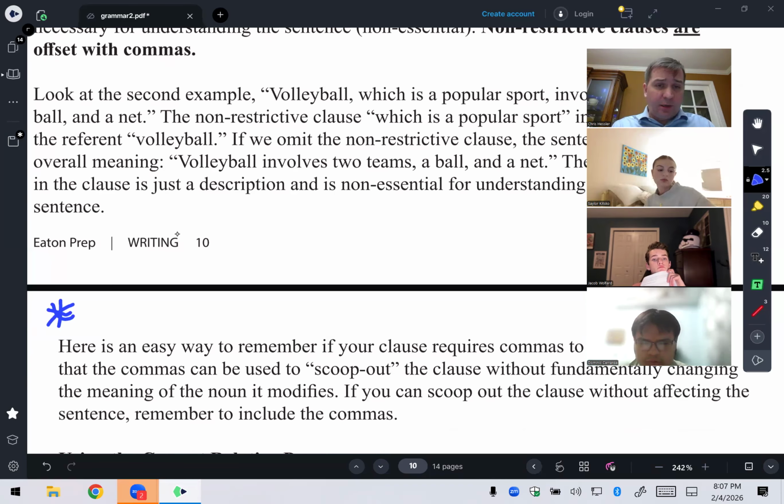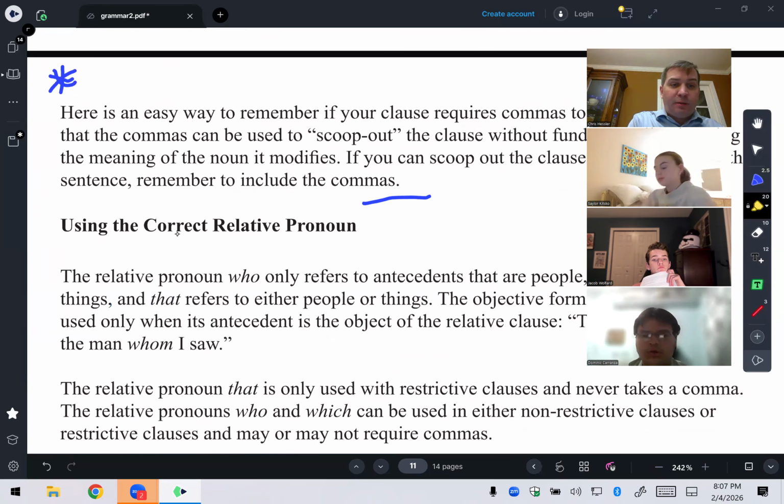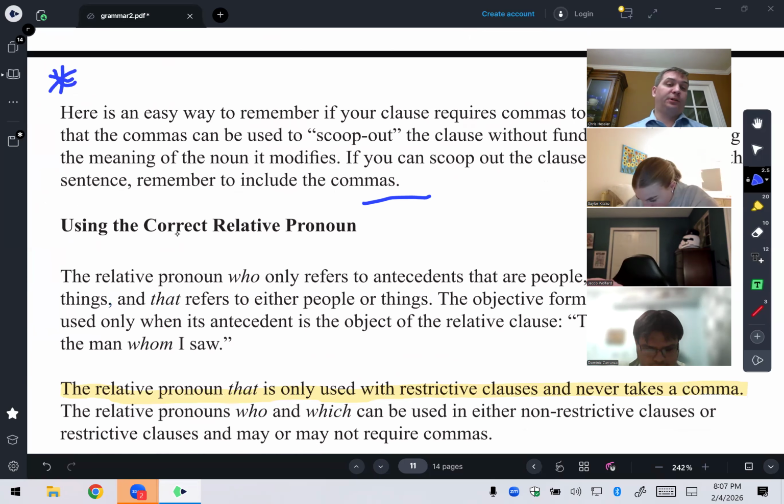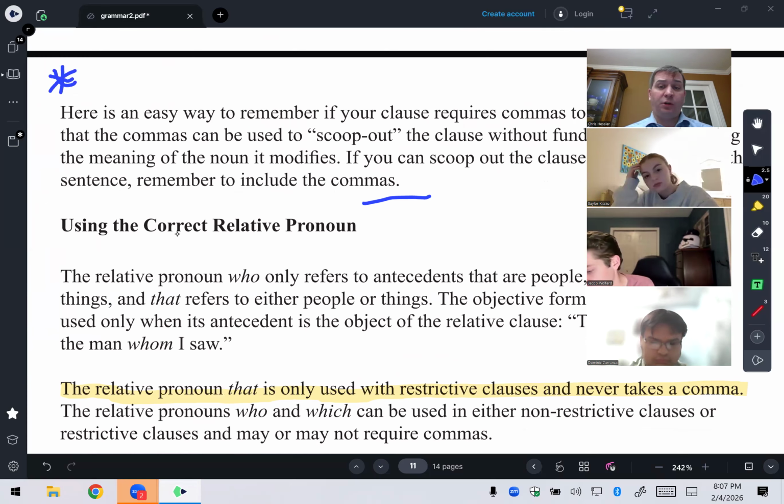Only a couple other things. This is important, so I'm going to highlight it. The relative pronoun that is only used with restrictive clauses and never takes a comma. So you should never see a comma in front of the relative pronoun that. It just doesn't take one. Who and which can be used with either restrictive or non-restrictive clauses and may or may not be offset with commas.